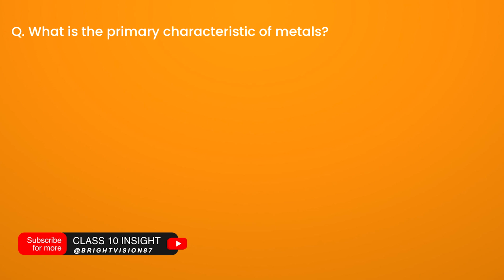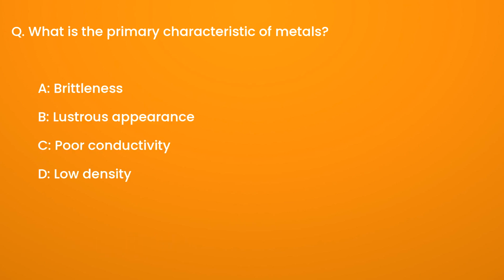Question: what is the primary characteristic of metals? Option A, brittleness. Option B, lustrous appearance. Option C, poor conductivity. Option D, low density. You have 5 seconds to answer the question.